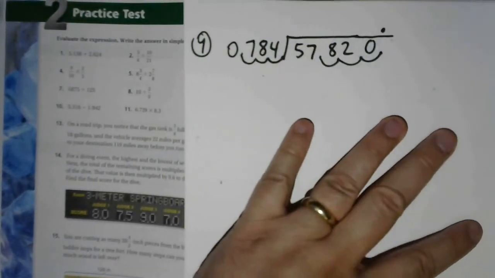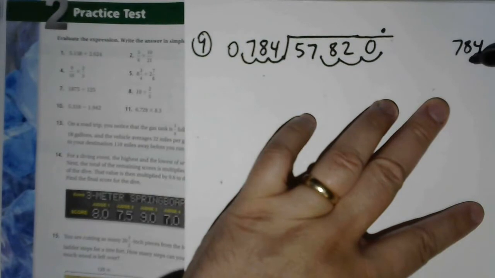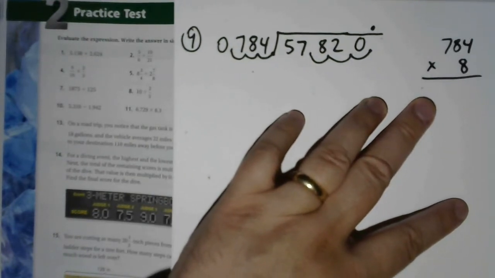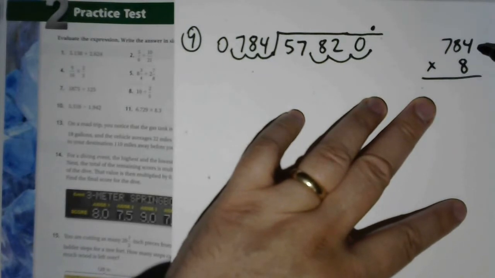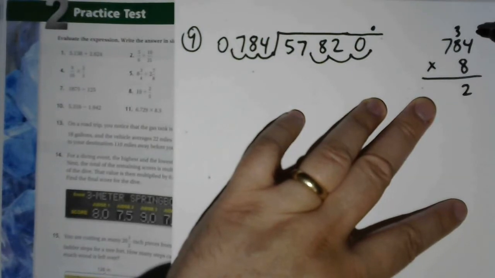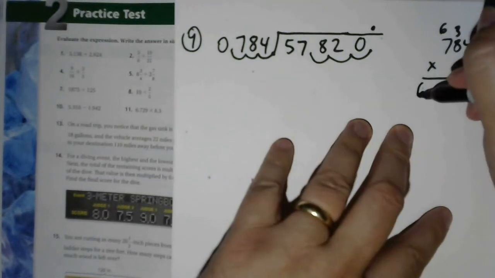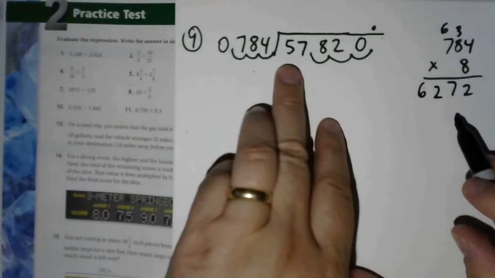So I'm going to check this. 784 multiplied by 8. I'm guessing this is going to be over, but we'll just do the check to make sure. So I have 8 times 4, which is 32. 8 times 8 is 64. 64 plus 3 is 67. And then 8 times 7 is 56 plus 6 is 62. So look at that. I did go over.